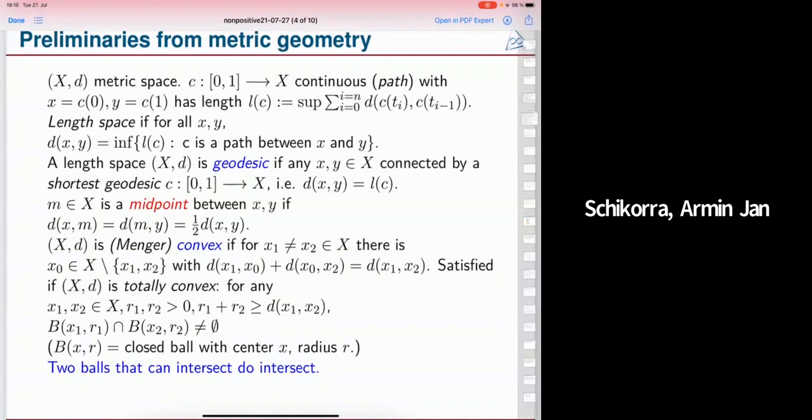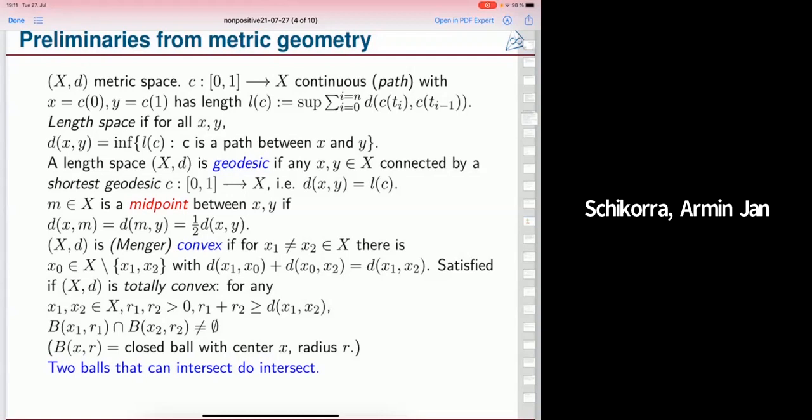Now, some further important notions. You have two points, then you call another point m a midpoint if the distance from either of the two points is 1/2 of the distance between those two points. m sits in the middle between x and y. And essentially, you require that you always find such midpoints, or also other points that sit between those two points. And when you can always do that, then you call the space Menger-convex. So in particular, in a Menger-convex space, you always find midpoints between any two points. And so the condition is that what would be an inequality by the triangle inequality becomes an equality for those points that sit between x1 and x2.